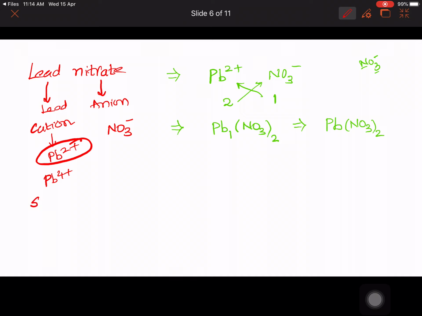Sodium sulfate. This is an ionic compound. In this ionic compound, sodium is the cation, and the symbol of sodium is Na. Sulfate is the anion, and the symbol of sulfate is SO4 2 minus.